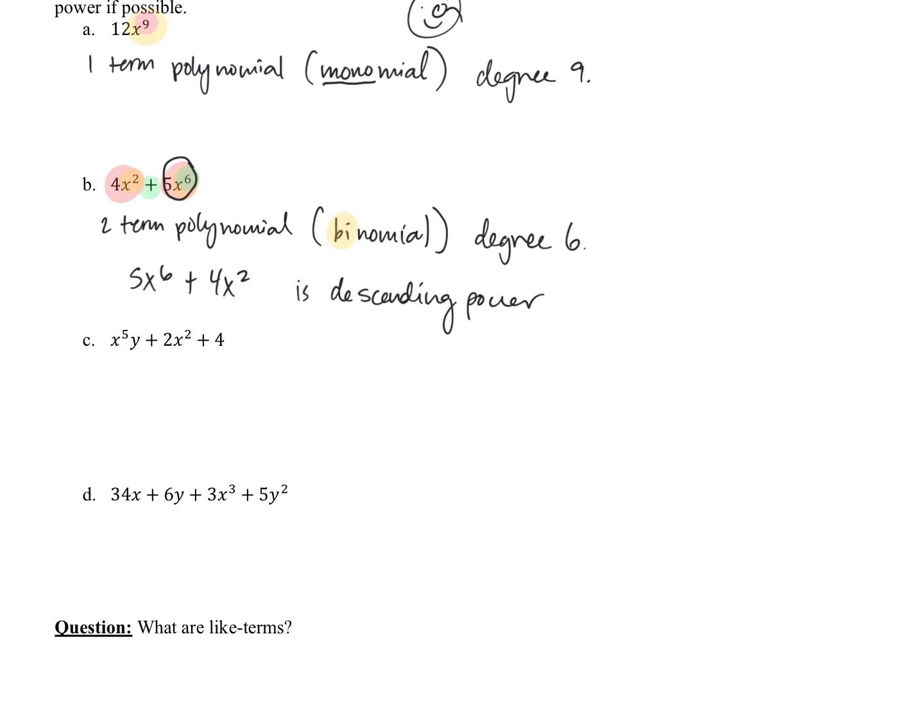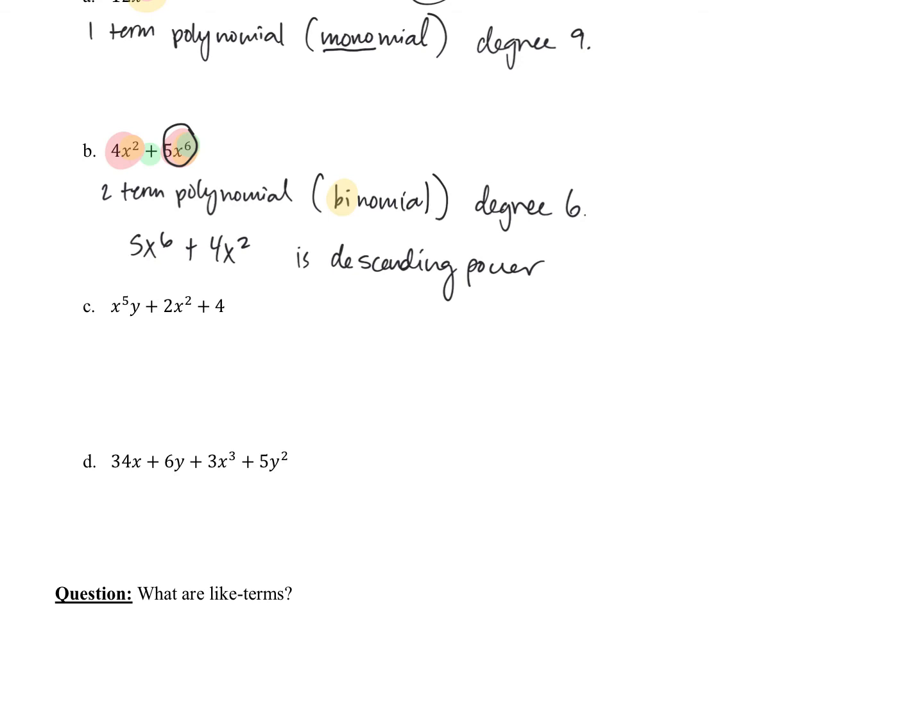Let's take a look at the next example. How many terms do we have here? Well, we have a plus and a plus. Okay, so we have three terms. 1, 2, 3. So we have a three-term polynomial. And the name for this would be a trinomial. Like tri for a tricycle that has 3 wheels. So trinomial, and what is the degree?